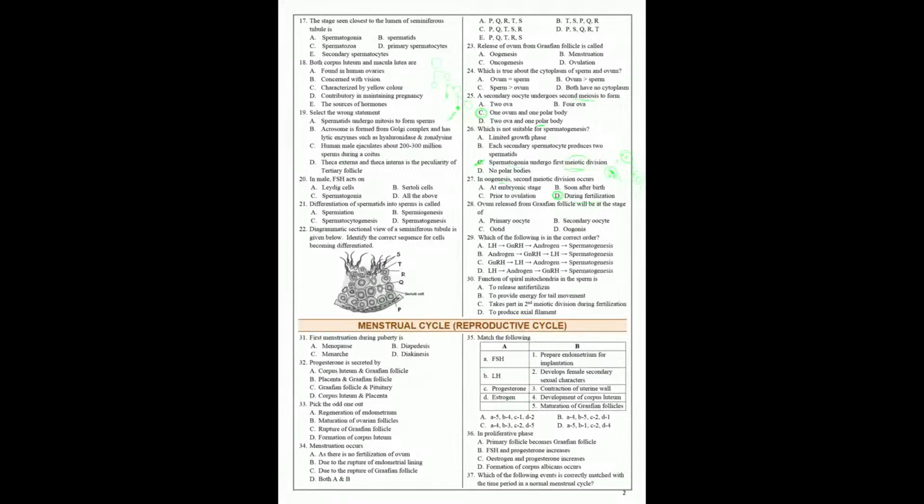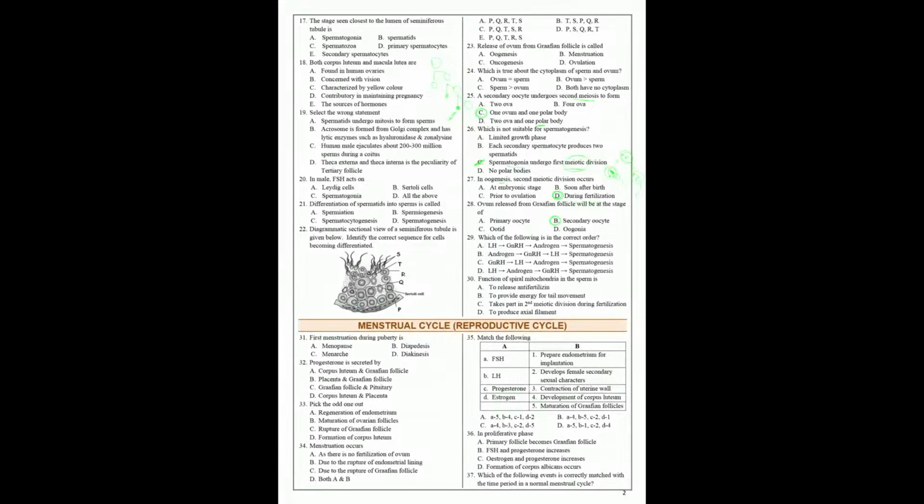All right, next question. Ovum released from the Graafian follicle will be at the stage of primary oocyte, secondary oocyte, ootid, or secondary oocyte.